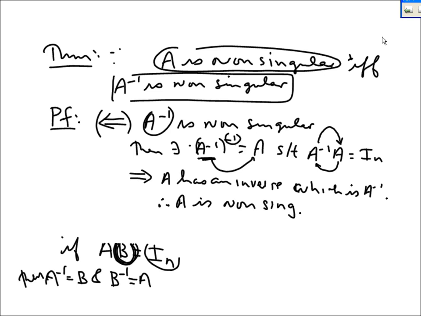So if A has an inverse, A inverse has an inverse. If A does not have an inverse, A inverse doesn't have an inverse.